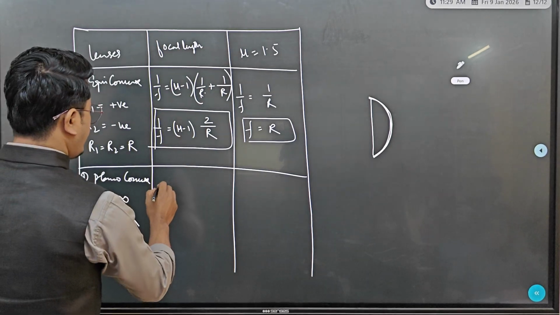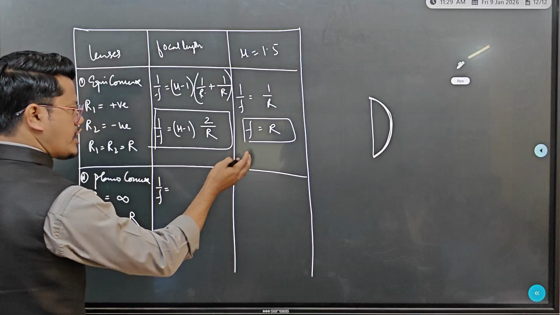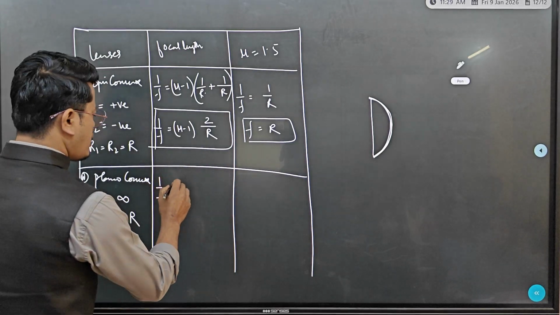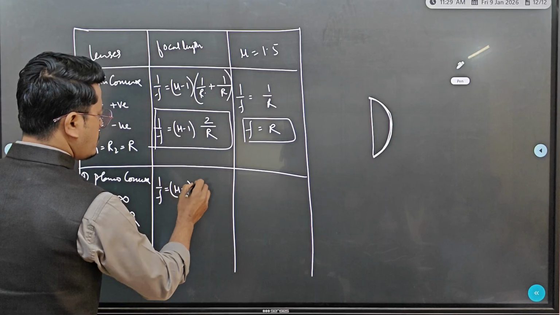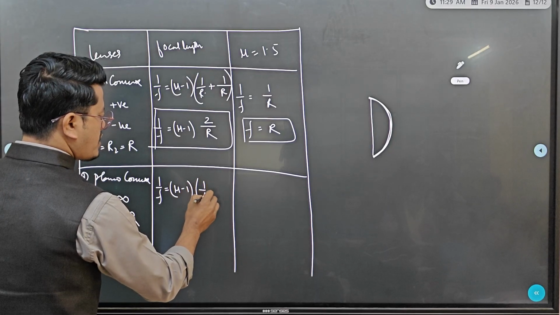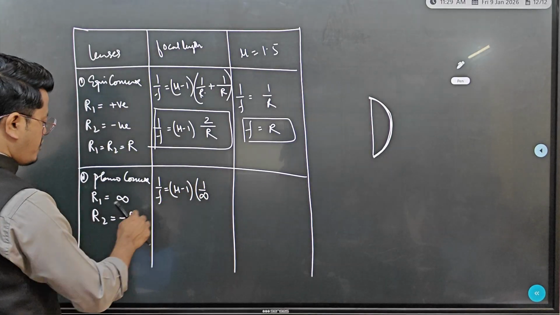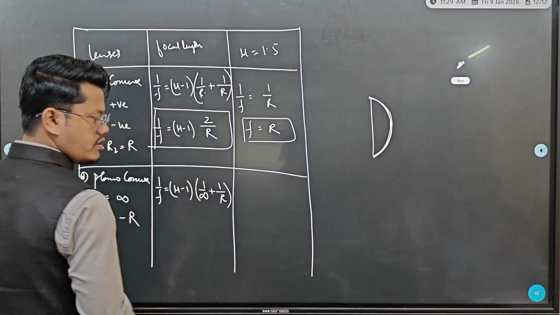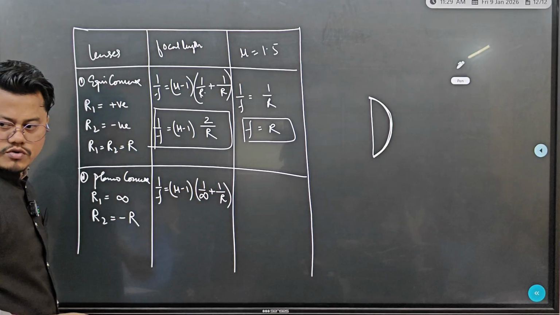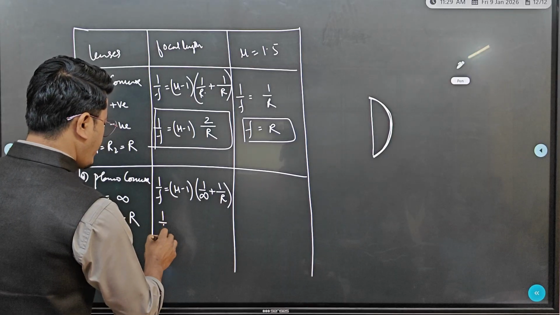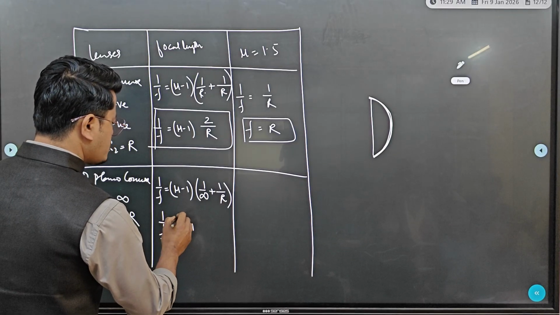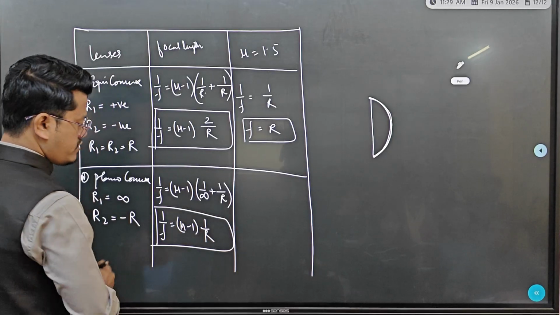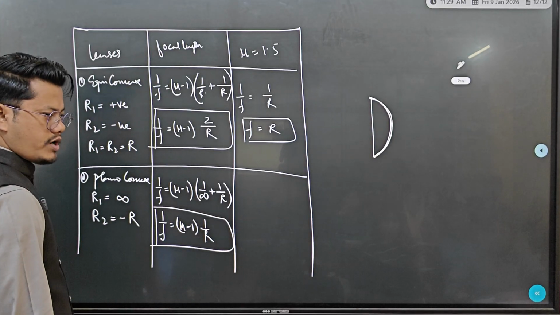What should be the value of focal length in this case? 1 by F. Here also let me assume that the light is entering from air towards the lens. So I'll be getting mu minus 1. 1 by R1, it is 1 by infinity. Minus of 1 by minus of R, it will give you plus 1 by R or not? 1 by infinity gives you 0. So I'll be getting 1 by F as mu minus 1 into 1 by R. This is the focal length expression which I got from the lens maker formula.